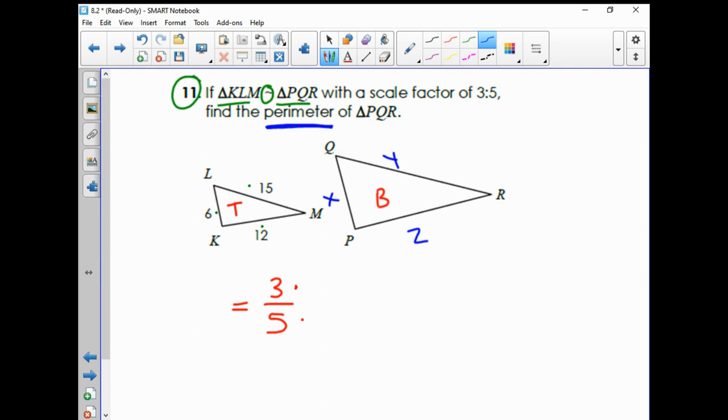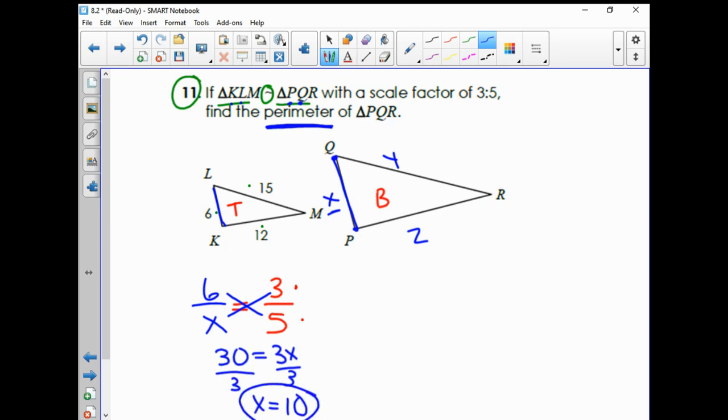All right, so when we're doing this, let's look at X first. Notice X right here is between Q and P. Q and P are my first two letters, so they're going to be similar to KL. KL right here, that's 6. So we're going to say 6 over X is equal to 3 over 5 and solve it. We're going to do cross products. So 6 times 5 is 30. 3 times X is 3X. When I divide by 3, X is equal to 10. So I've got one side.